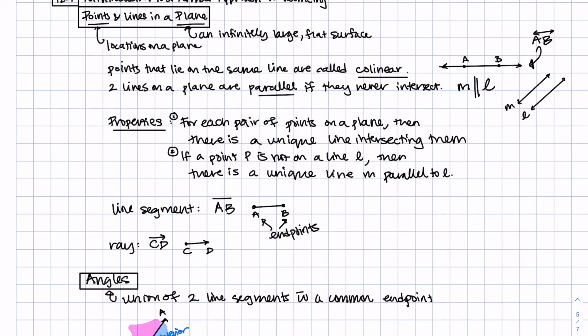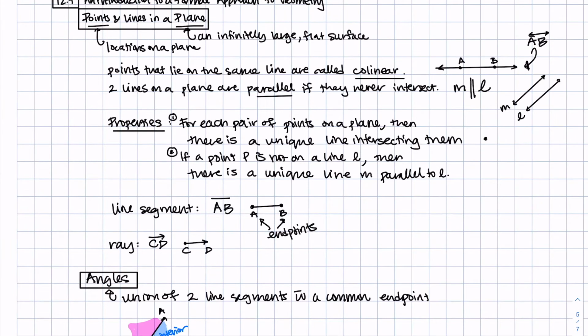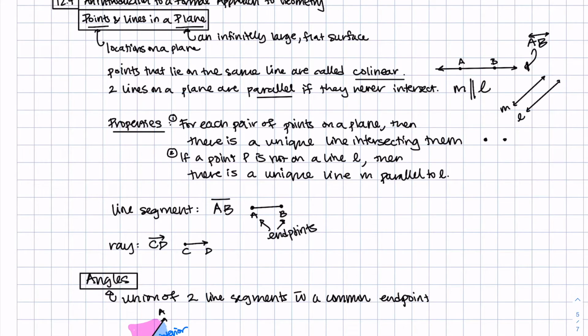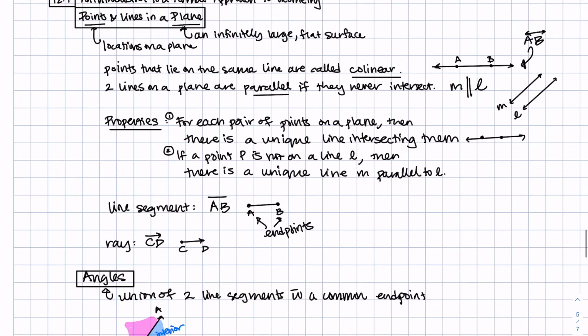Okay, so a couple of properties that we have involving points and lines. So for each pair of points on a plane, there is a unique line that intersects them. So for any 2 points that I write down, there is exactly one line that connects those 2 points. So if I have 2 points A, B, then I can draw a line in between them.